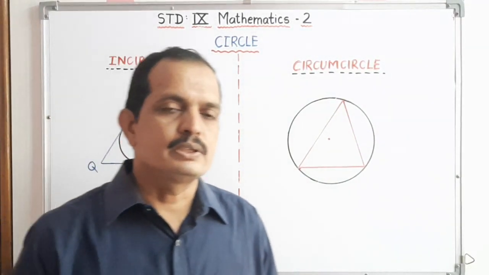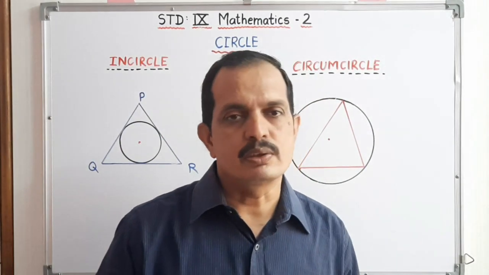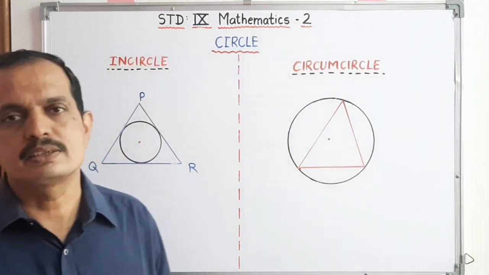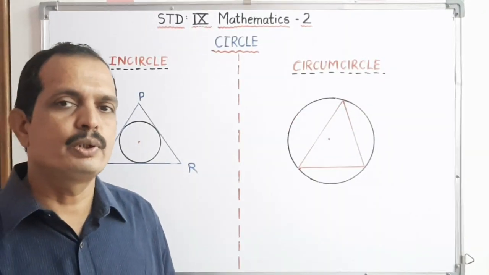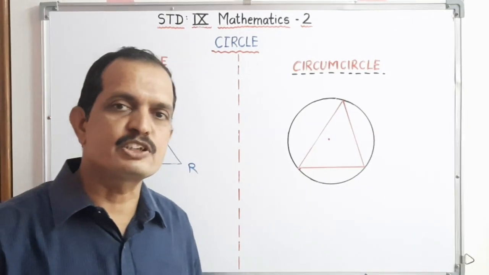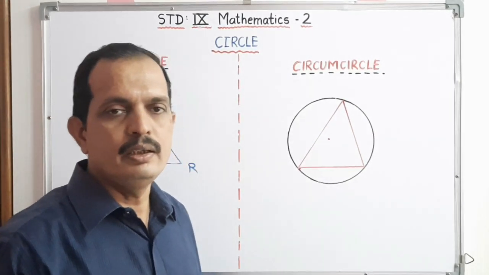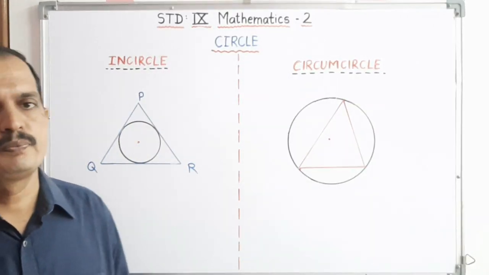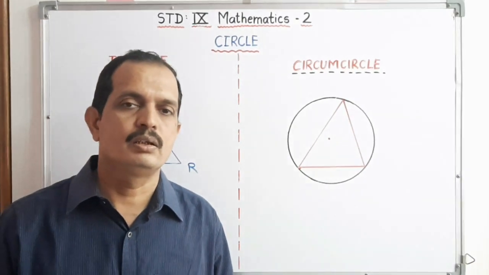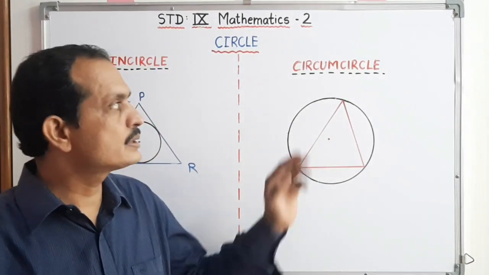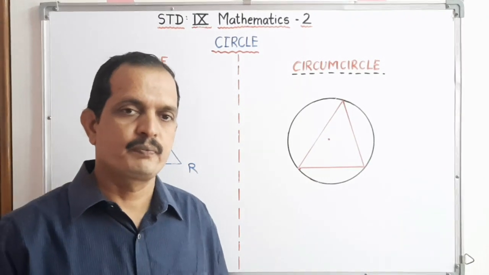Welcome dear students. In the last lecture we completed practice set 6.2. Now we have to start with practice set 6.3. In that we have to construct the incircle of a triangle and the circumcircle of a triangle.